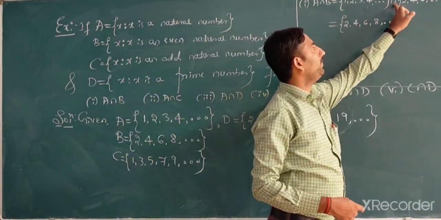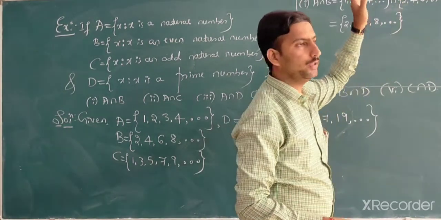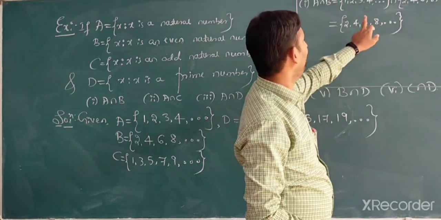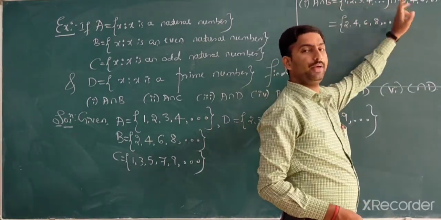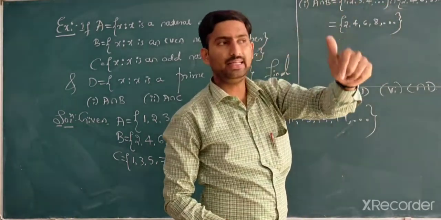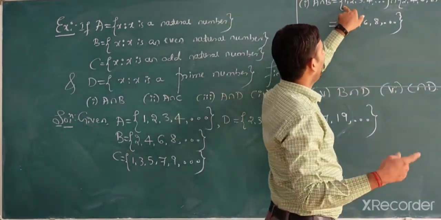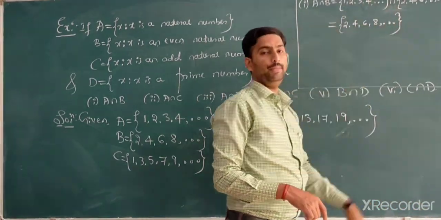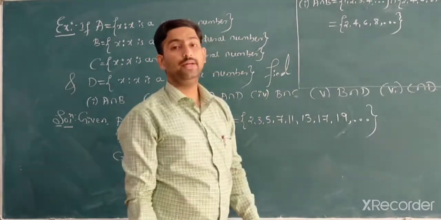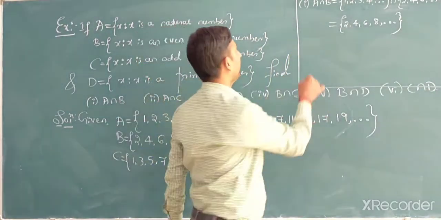You can't write 1 because intersection means we have to choose the common elements. 1 is an element in A, but it is not in B. Therefore, you cannot take 1. 2, yes. 3 will be in A but not in B. Therefore, the intersection should be the even natural numbers.